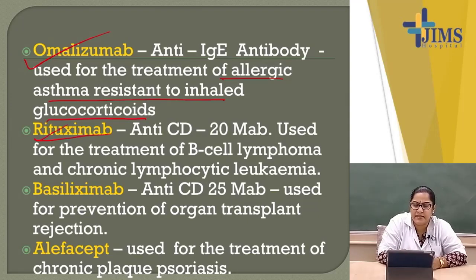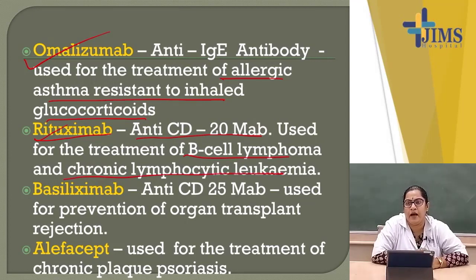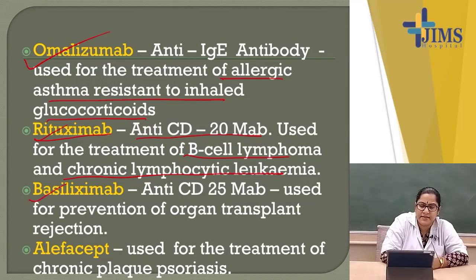Rituximab is an anti-CD20 monoclonal antibody. It is used for the treatment of B-cell lymphoma and chronic lymphocytic leukemia. So, B-cell lymphoma and chronic lymphocytic leukemia. Basiliximab is an anti-CD25 monoclonal antibody used for the prevention of organ transplant rejection.